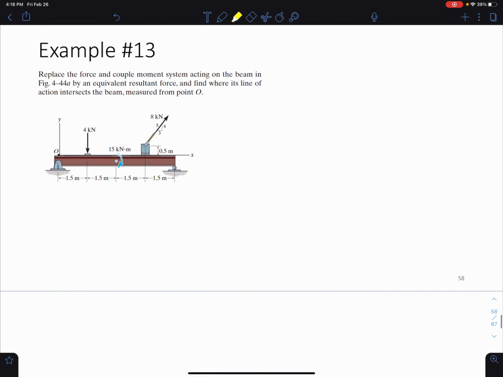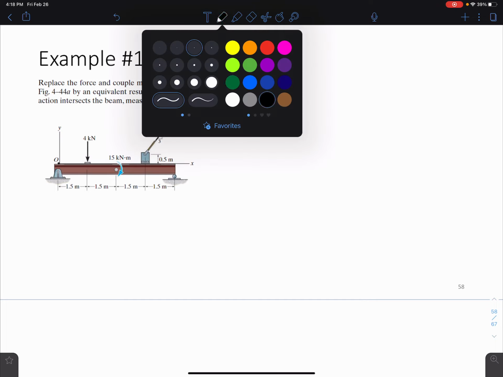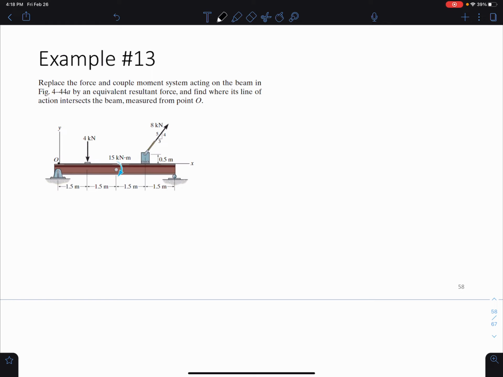Okay. All right, a couple more examples to go for this topic. So let's go ahead and do example 13. Again, we want to replace the force and couple moment system acting on the beam by an equivalent resultant force and find where its line of action intersects the beam measured from point O. So the first thing I'm going to do, it's pretty straightforward to find our resultant force.